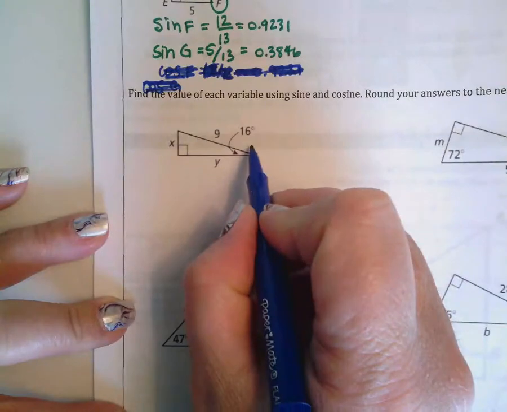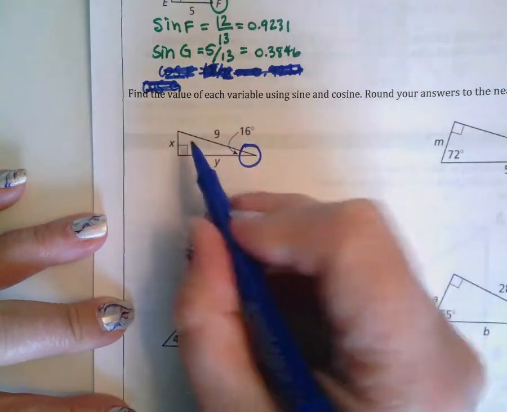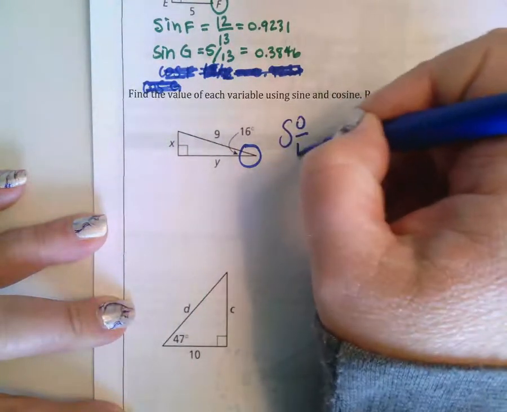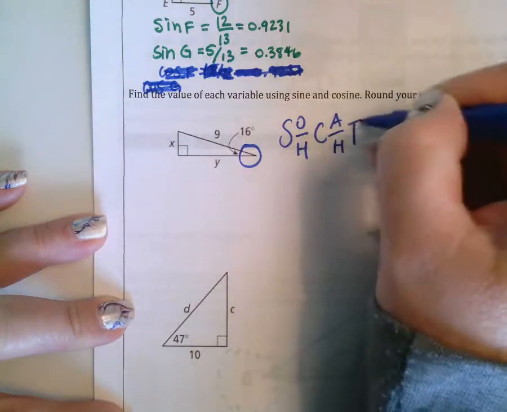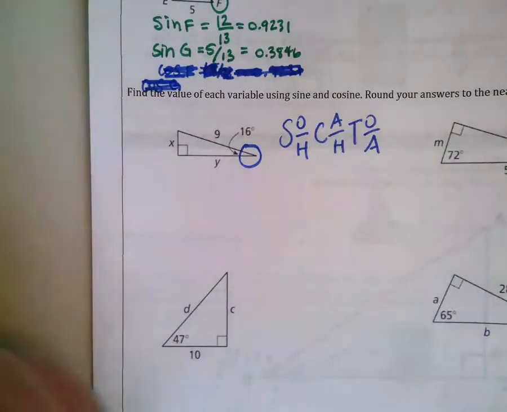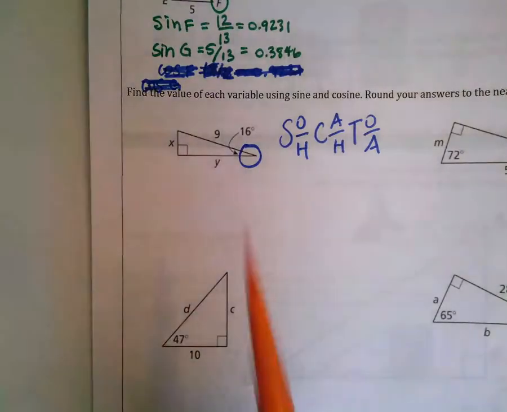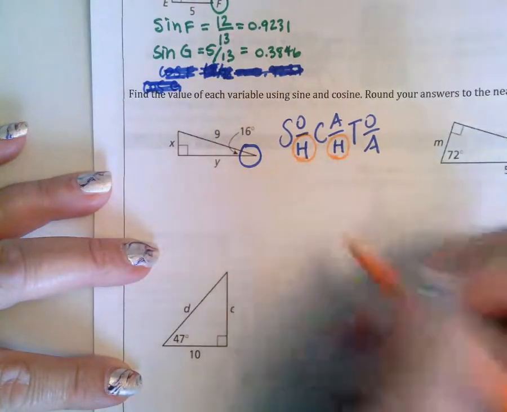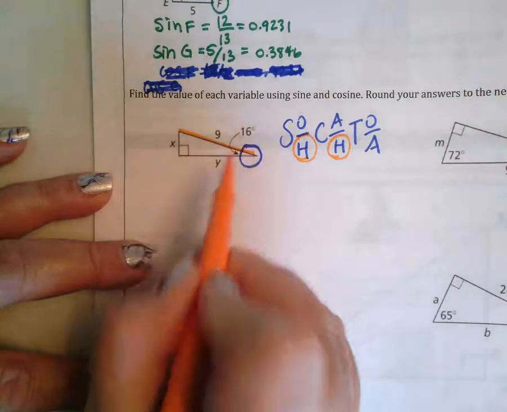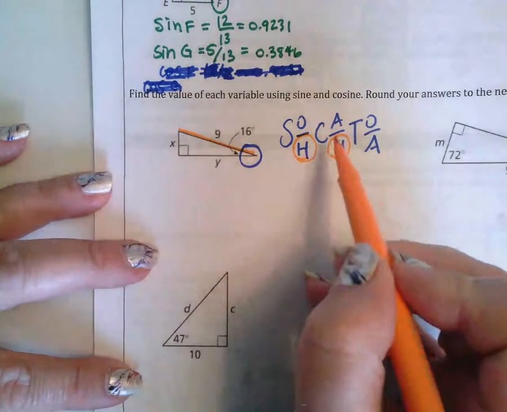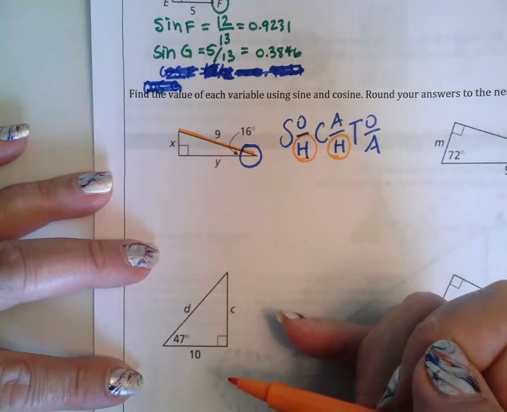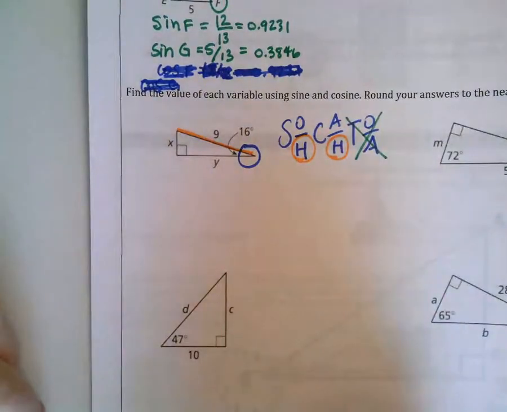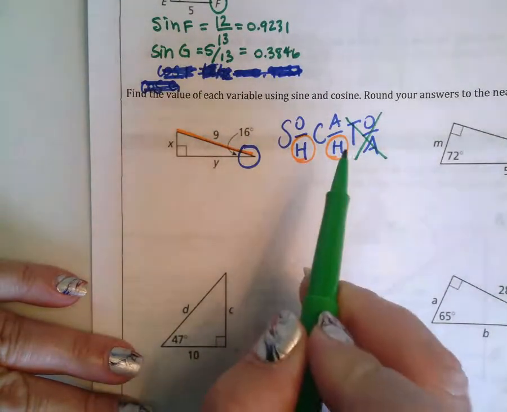But circle the angle, okay? And I want to find x and y. So the first step in solving these is to circle the angle and write out SOHCAHTOA. And it'll help you figure out which ratio you're going to use. Because to solve for either of these, I have the hypotenuse, right? The hypotenuse is 9. So I'm going to be using sine and cosine. I don't need to use tangent at all. I have a hypotenuse, so I'm going to use sine and cosine.